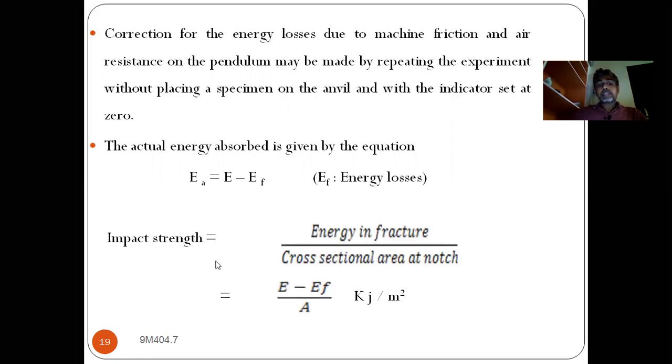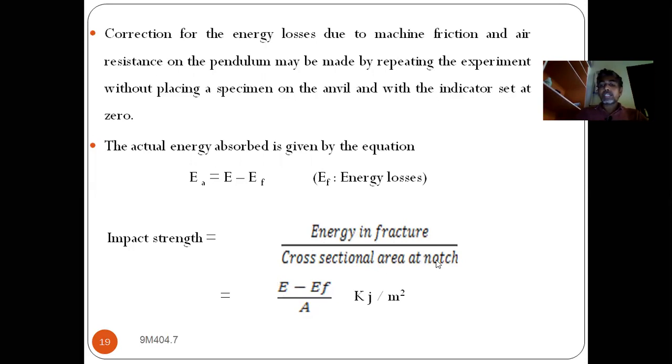So what is impact strength? How to find out the impact strength here? You are finding out the energy absorbed. If you know the energy absorbed, by using this equation we can find the impact strength, that is energy in fracture divided by cross-sectional area at the notch. How much cross-sectional area you have at the notch, and what is the energy absorbed in the fracture? That is nothing but, already we have calculated, E minus EF.